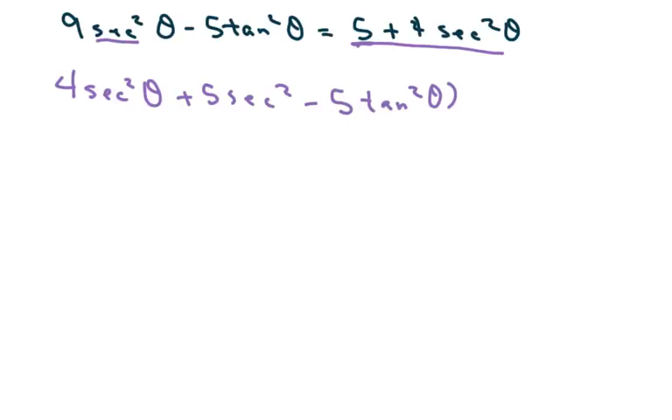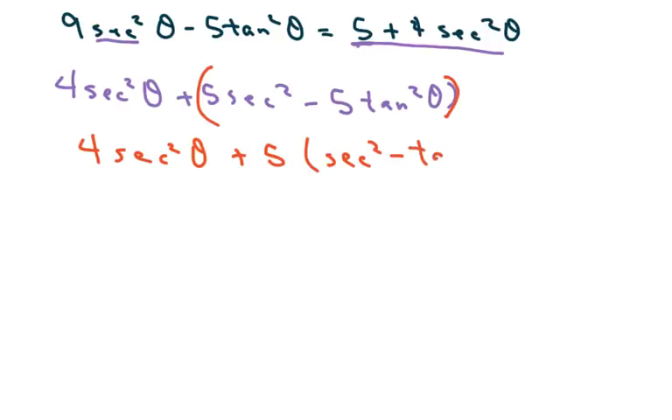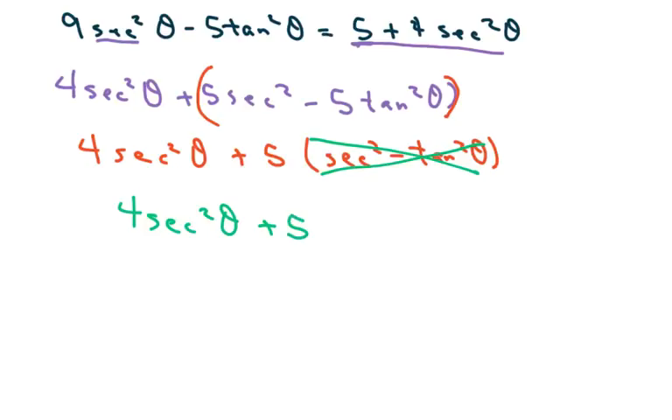Now I'm going to take these two and factor out the 5. So you get 4 secant squared theta plus 5 times secant squared theta minus tan squared of theta. Now we know that this equals 1. So we get 4 secant squared theta plus 5. Or you could have done it the other way and get the same results. And of course you can rearrange all this.